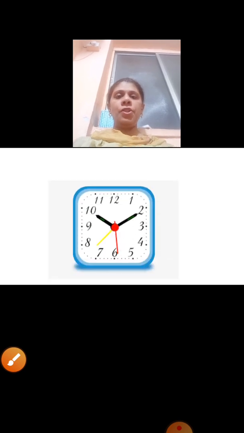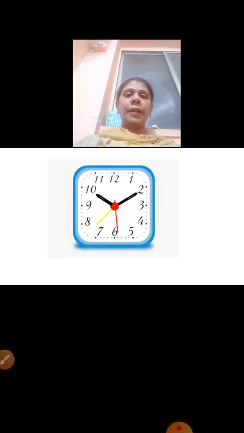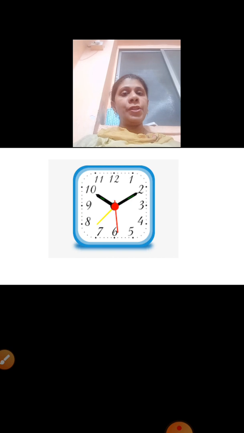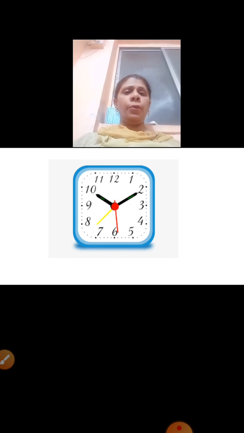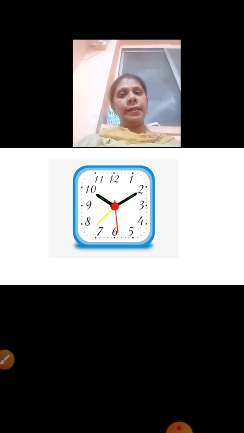Now the next picture. See here. What is this? It's an alarm clock. Okay. So, which shape is this? Yes, it is a square shape. Now, how do we come to know that it is a square shape? Because all the 4 sides of a square are equal in length.